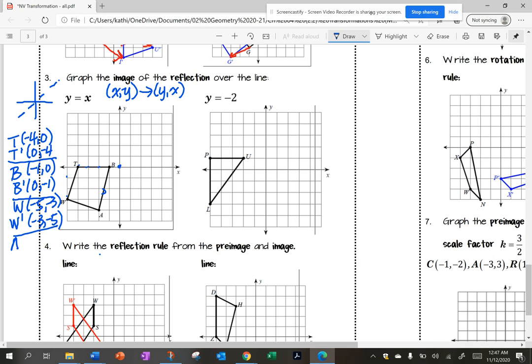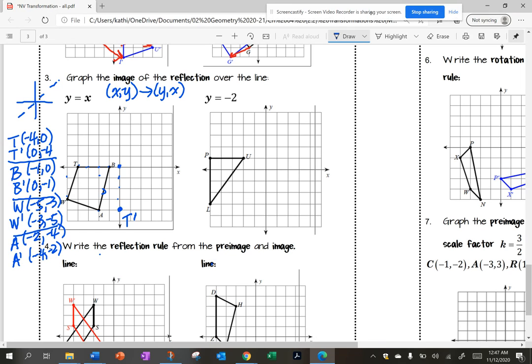And A is at 1, 2. Negative 2 and 1, 2, 3, 4. Negative 4. So A prime is negative 4, negative 2. So I'm going to plot all the images. So T prime is 0, negative 4. 1, 2, 3, 4. So here's T prime.